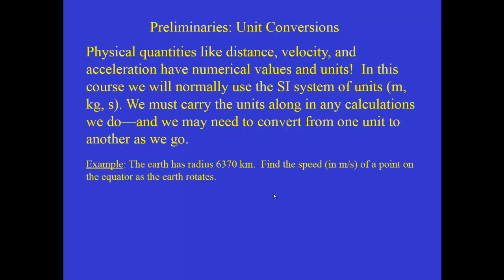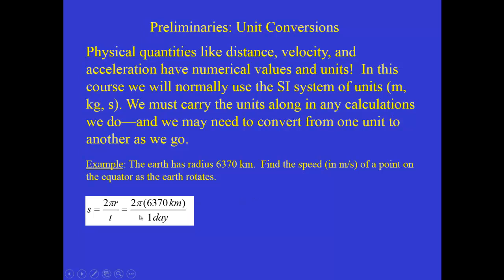So here's an example. The Earth has a radius of 6,370 kilometers, which is what you'll find if you look in the back cover of your textbook, and we're asked to find the speed in meters per second of a point on the equator as the Earth rotates. And so we just have to remember that speed is defined as distance traveled divided by the time it takes. So for a point on the equator, the distance it will travel in 1 day will be the circumference of the Earth, so that's 2 pi times the radius, and the time is simply 1 day. We just know that from our everyday knowledge.